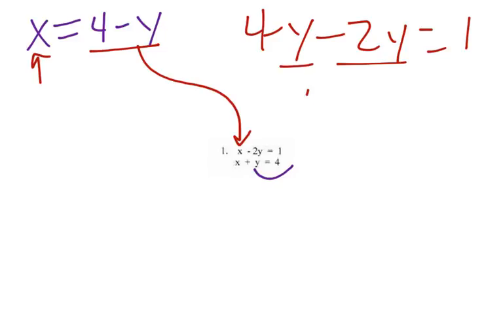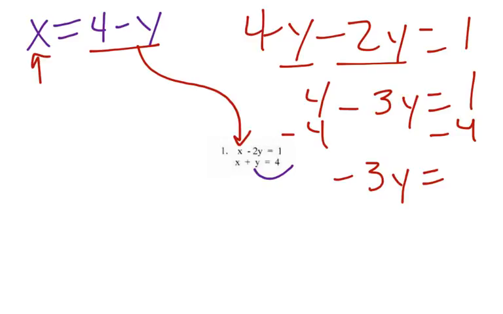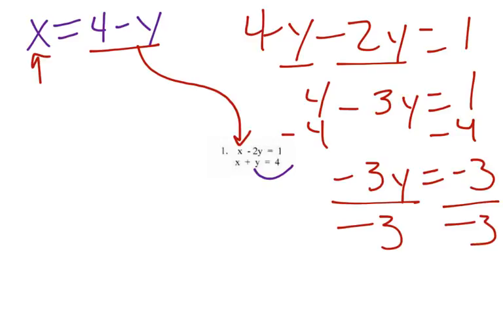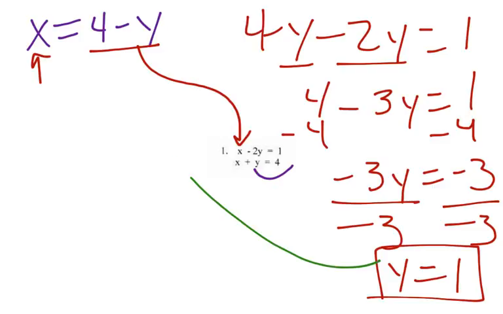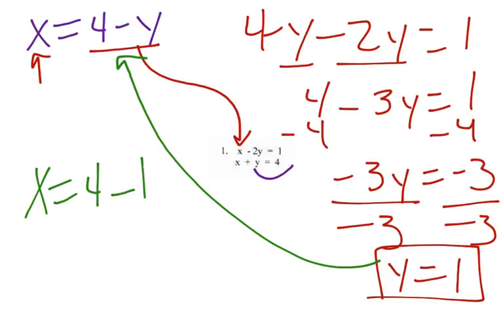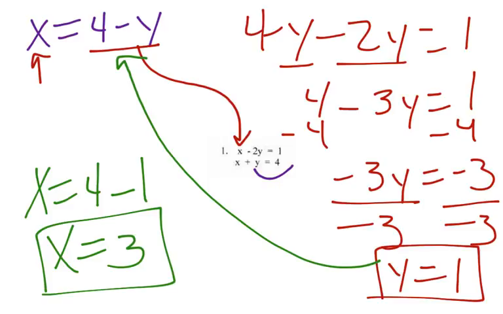So there's my like terms, so that gives me 4 minus 3y equals 1. Subtract your 4. So negative 3y is equal to negative 3. Divide by negative 3. And y is equal to 1. That's my first answer. I'm not done. I've got to take this answer up here to what I did in step 1. x is equal to 4 minus, and we said that y is 1. So x is equal to 3. I have my two answers.